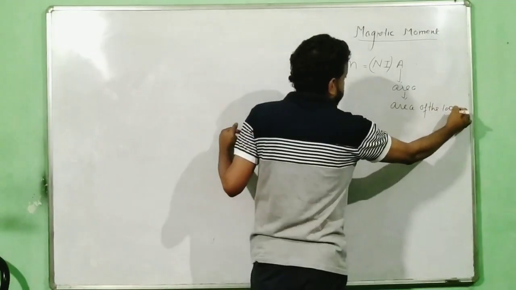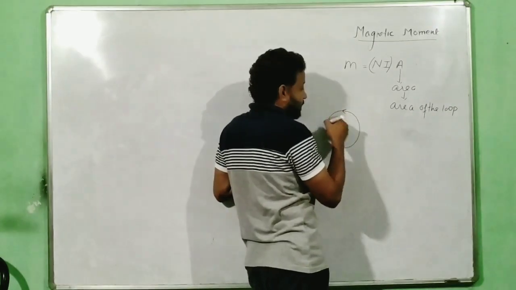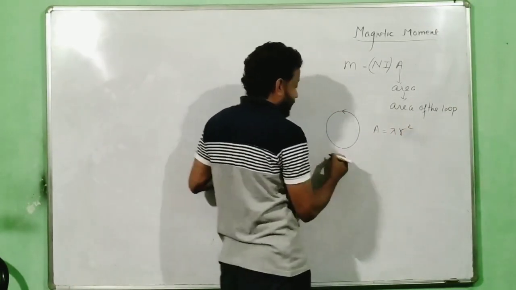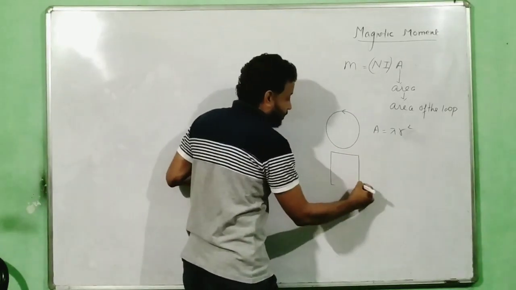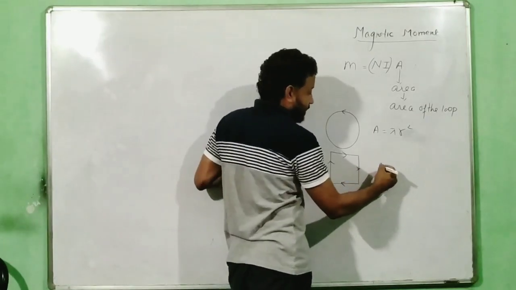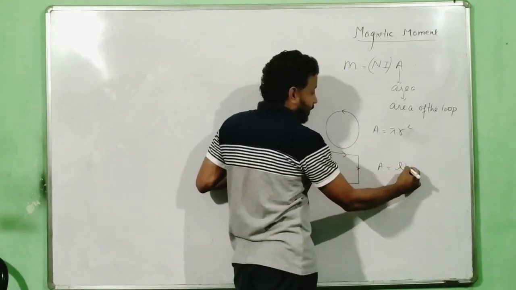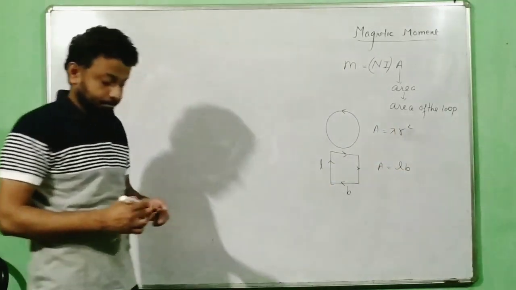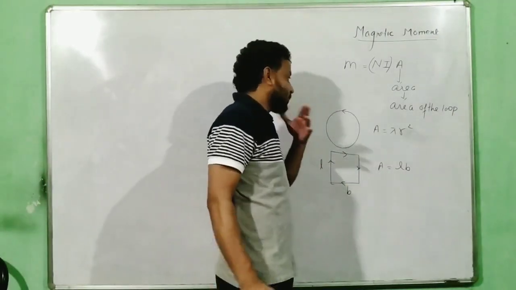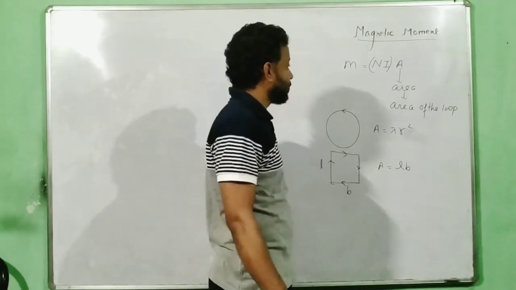For example, if my current is in the form of a circular wire, then the area will be equal to pi r squared. If my loop is in the form of a square or rectangle, and I consider this length to be L and this breadth to be B, then the area will be length into breadth. So for a circle, pi r squared, and for a rectangular loop, length into breadth.